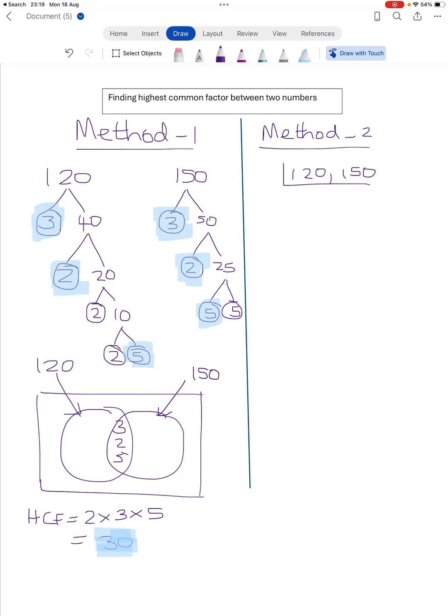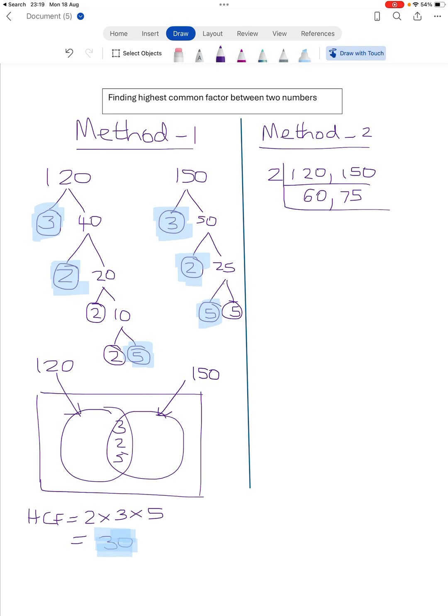But for highest common factor, it's a more strict rule than that. We need to only pick the numbers that can divide both of the numbers in the ladder. So in this case, 2 can divide both of these numbers, so I can pick that. 2 goes into 120 60 times, and the next one is 75.